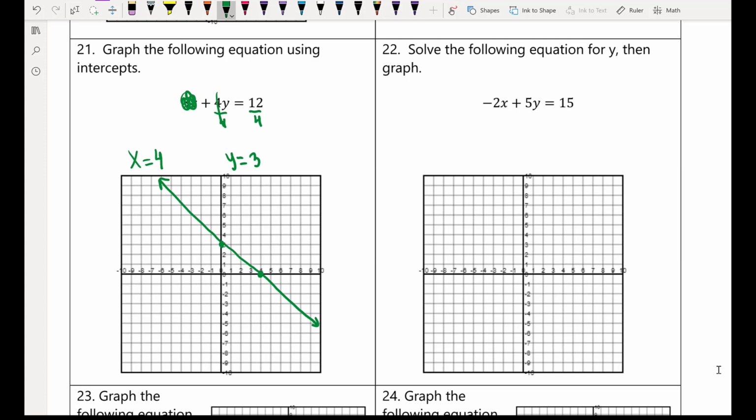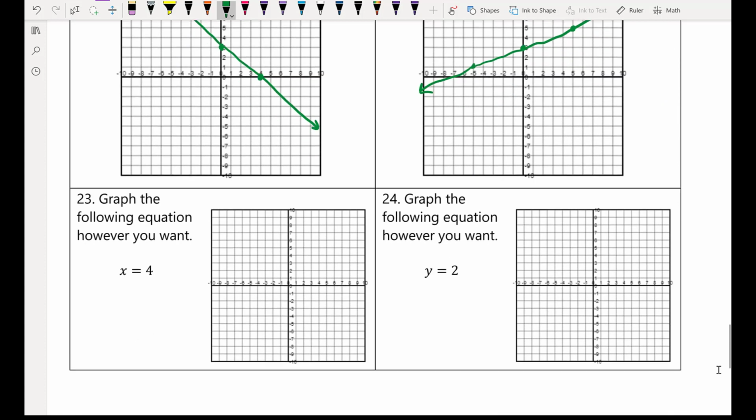So on 22, we are wanting to get y by itself, so we're going to add 2x to both sides. It doesn't actually add, though. We write them next to each other, 2x plus 15. Then we divide both sides by 5, which divides everything by 5, and gives us something that looks a whole lot like slope-intercept form, because it is. This would be a y-intercept of 3 and a slope of 2/5, so up 2 and right 5, down 2 left 5, and here's our line.